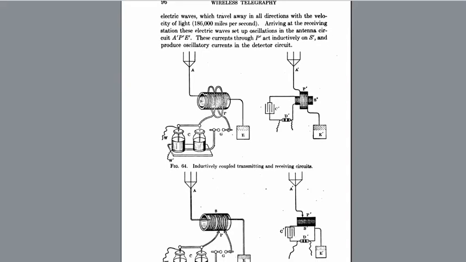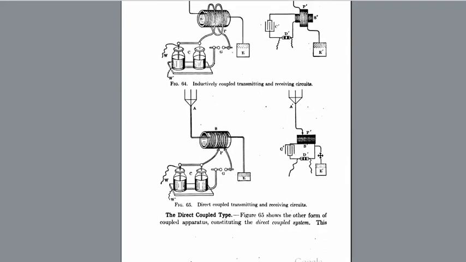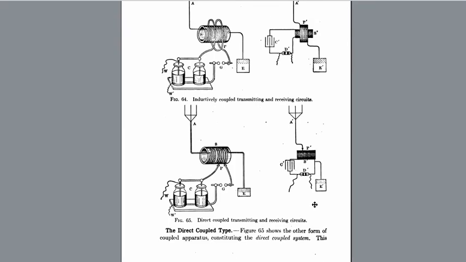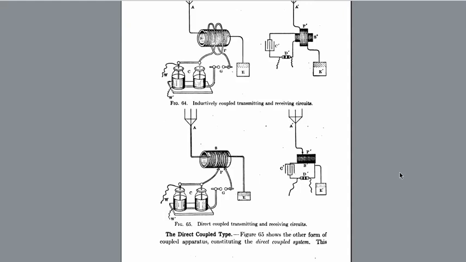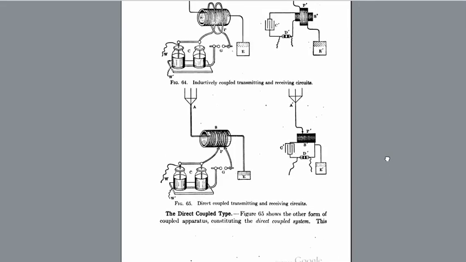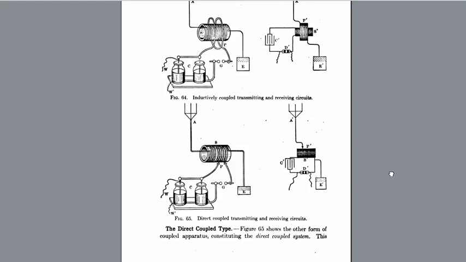The direct coupled type. Figure 65 shows the other form of coupled apparatus constituting the direct coupled system. This system employs autotransformers, that is to say, instead of having separate primary and secondary coils in the high-frequency transformer, the primary coil, P or P' at either station is a part of the secondary coil. At the sending station, at the left, the condenser discharges through some of the turns of the secondary, and the discharge acts inductively on the whole of the secondary. Likewise, at the receiving station, the oscillations in the antenna pass through a part P' of the secondary S' and act inductively on the whole of S'. Theory and experiment show that in principle the direct coupled circuits differ very little from the inductively coupled system.